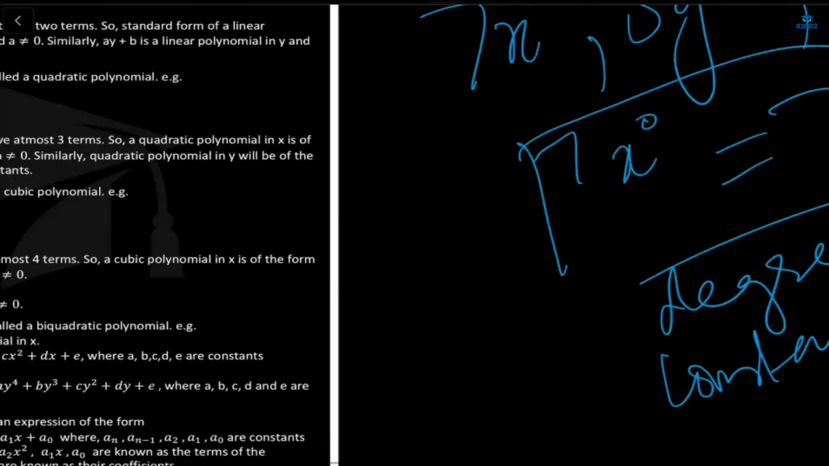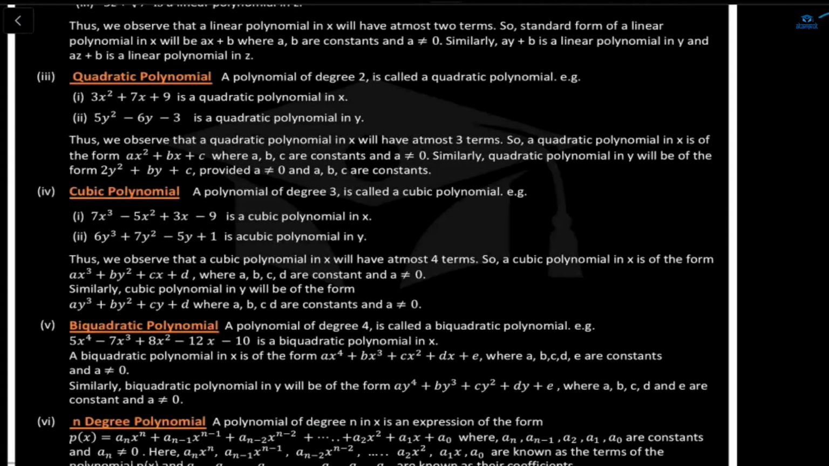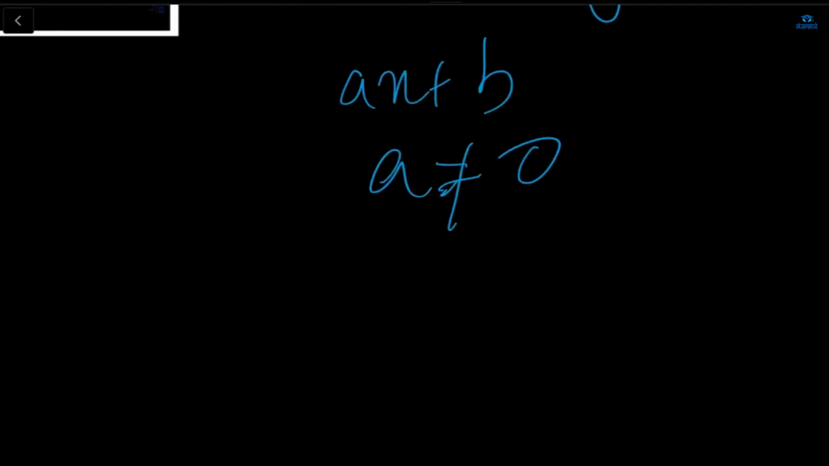Now the third one is quadratic polynomial. The polynomial whose degree is 2 is called a quadratic polynomial. You can see the example here, 3x squared plus 7x plus 9. It is a quadratic polynomial because the degree of the variable x is 2. Another, 5y squared minus 6y minus 3, is a quadratic polynomial in y.